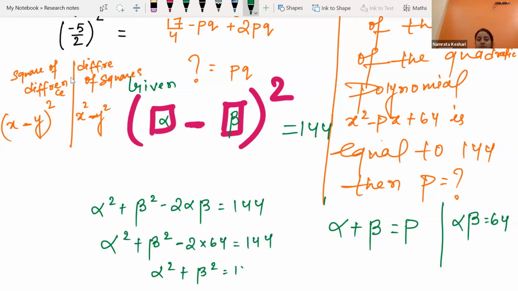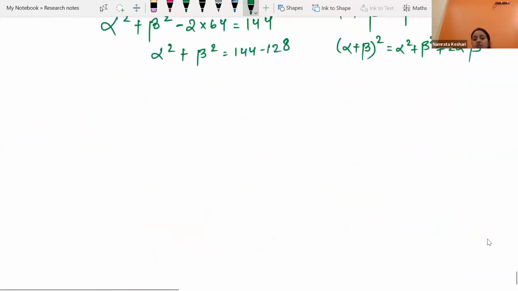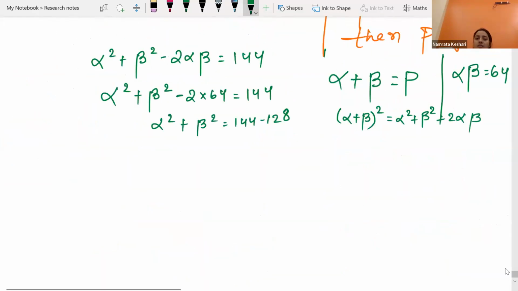In the last equation we did one question, right? We can write alpha square plus beta square as alpha plus beta whole square minus 2 alpha beta. Like that I did. Okay, can you see from whatever I did just now, from here also we are getting the answer.